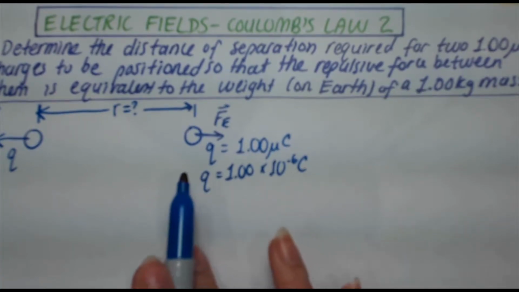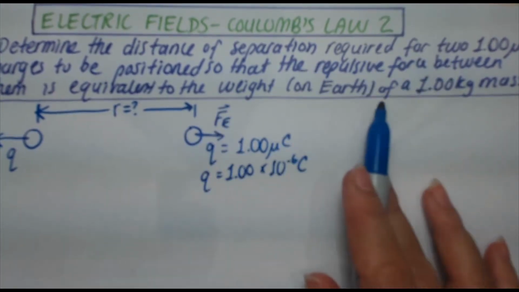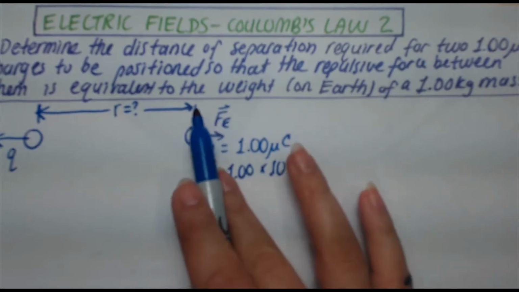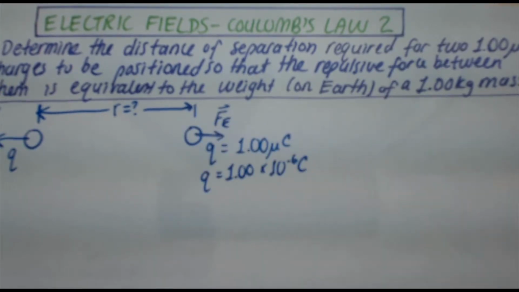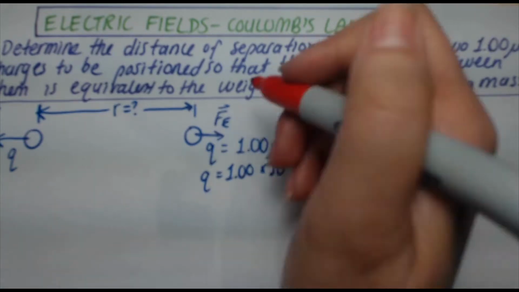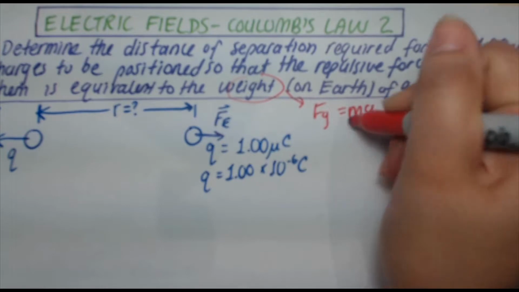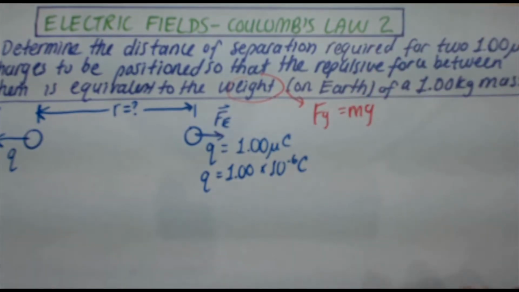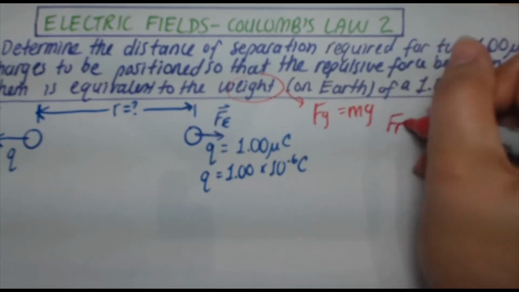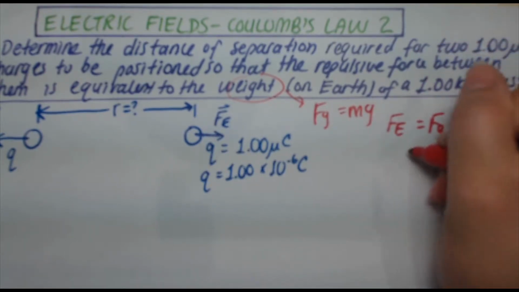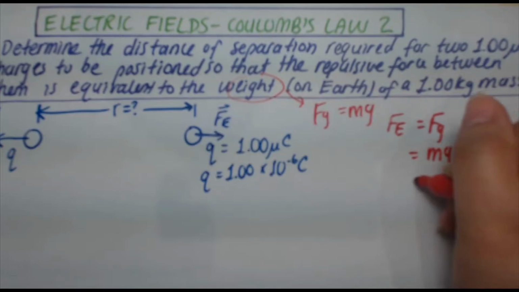But at the same time, we're told to determine the distance where the repulsive force is equivalent to the weight on Earth of a 1.00 kilogram mass. Well, weight simply means force of gravity. And because it's on Earth, force of gravity is just Fg equals mg. I don't even need to use the universal gravitational formula. So I know that I need my Fe to equal Fg. So Fe needs to equal mg.